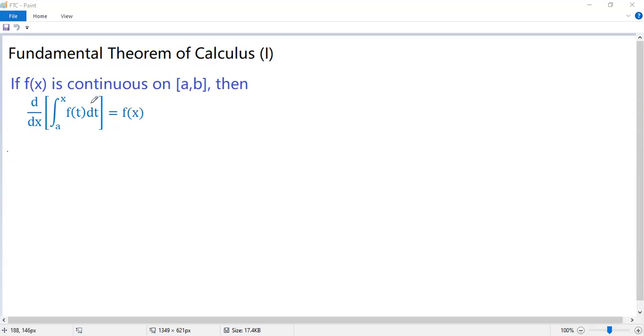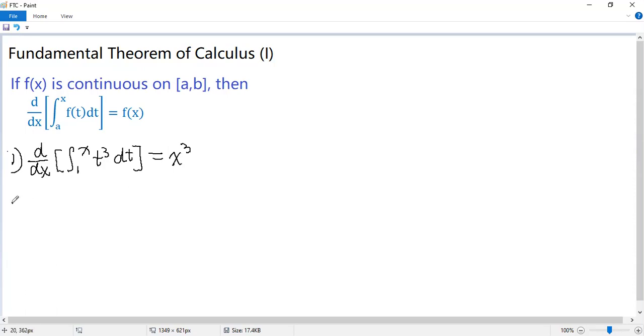But before applying this formula, we need to make sure the lower limit is a constant and the upper limit is the variable x. So let's look at our first example. Let's find the derivative of the integral from 1 to x of t cubed dt. We know the integrand is t cubed. So to find the derivative, we can simply replace t by x. So we get x cubed.